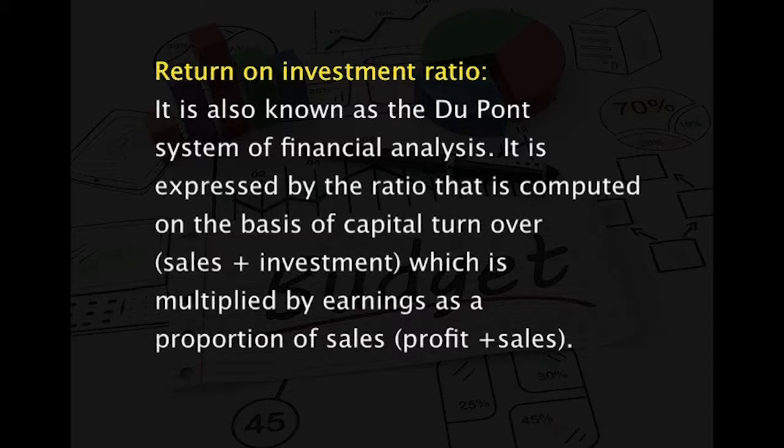The next is return on investment ratio. It is also known as the DuPont system of financial analysis. It is expressed by the ratio that is computed on the basis of capital turnover, that is sales plus investment, which is multiplied by earnings as a proportion of sales, that is profit plus sales.